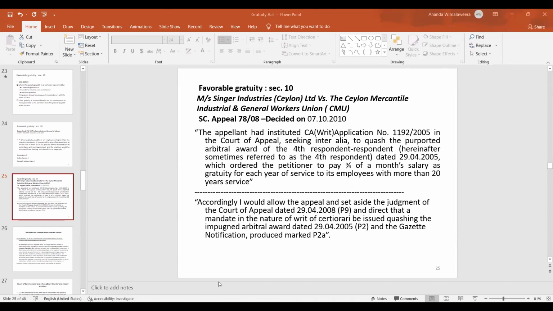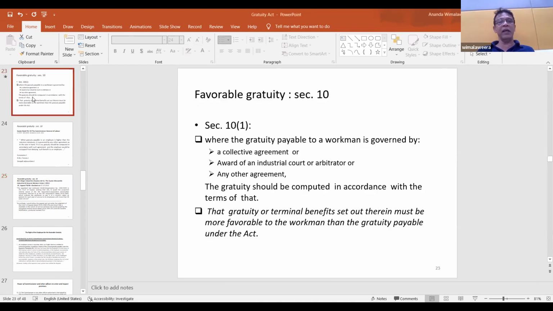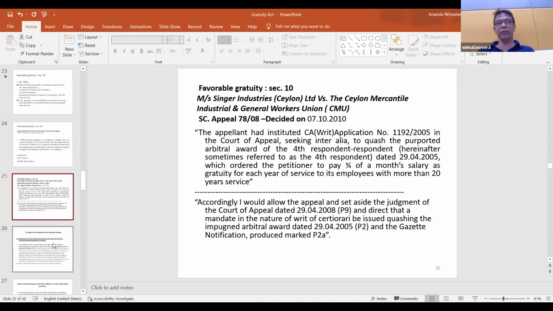Maybe from the prior agreement between the employer and the employee, they have agreed to pay another kind of gratuity. Yes, agreed. If there is something like any other agreement between the employer and the workman or trade union, right? The company, the point is this. There was no agreement.